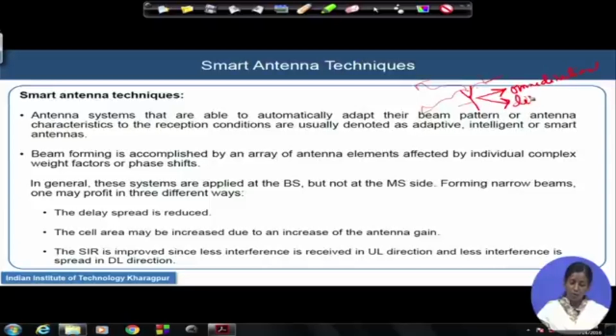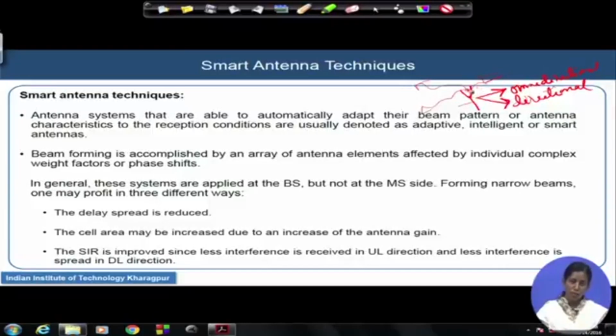When the antennas are directional, the electromagnetic waves are focused to a certain direction in space. Unlike the omnidirectional case, where the total energy released is spread over 360 degrees, in directional antennas the whole energy is heavily focused towards a certain direction. Now we are talking about smart antennas, which are able to automatically adapt their beams.